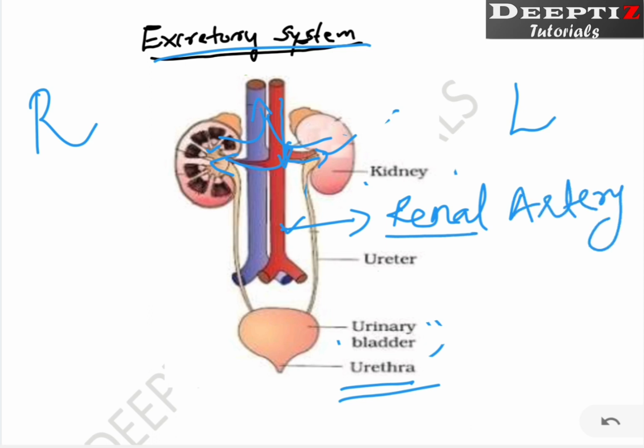So what is renal? Anything related to the kidney is termed as renal. Anywhere if you see renal, you have to understand it is something related to the kidney. So renal artery, what is the function? To bring the blood to the kidney. That means renal artery always brings blood to the kidney. So here where is the renal artery? This red colored vessel is the renal artery.